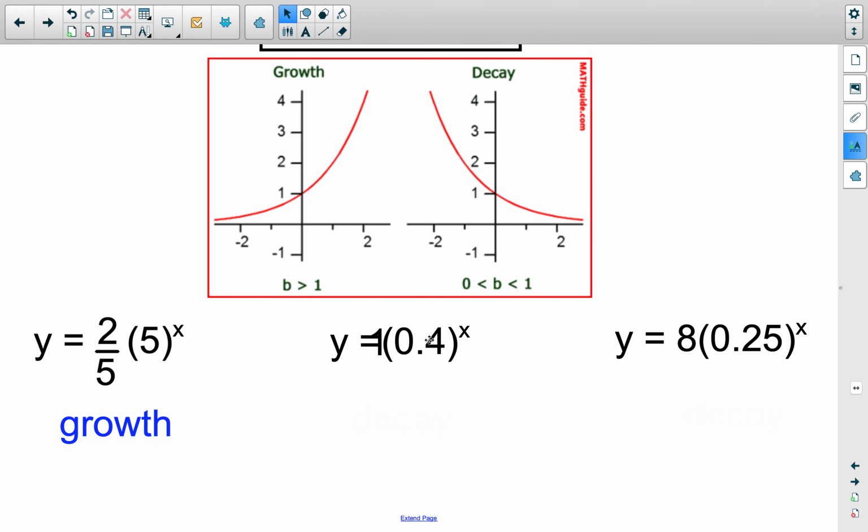You could obviously put all of these onto your graphing calculator and take a look at how the graph looks. If it's growing, it's rising from left to right. If it's decaying, it's going to fall from left to right. So that's another option for you as well.